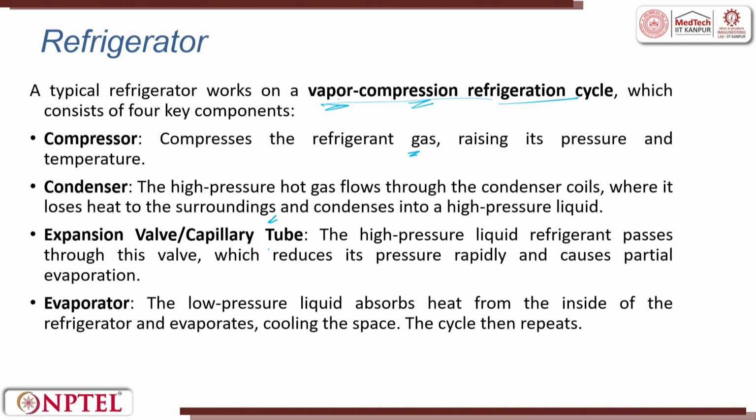So, the expansion valve and capillary tube: the high pressure liquid refrigerant passes through this valve and it reduces the pressure. Expansion means it's reducing the pressure rapidly and causes a partial evaporation. Then the low pressure liquid absorbs heat from the inside of the refrigerator in the evaporator, cooling the space. The cycle then repeats.